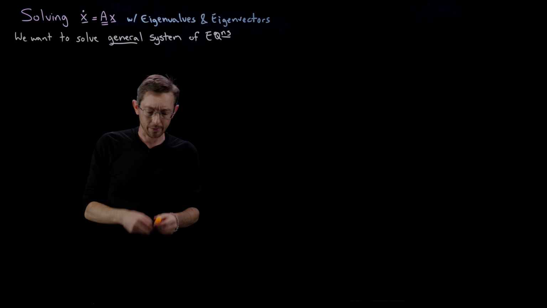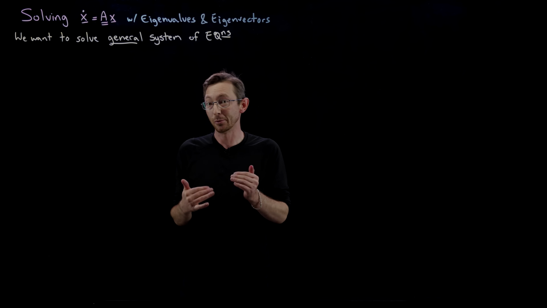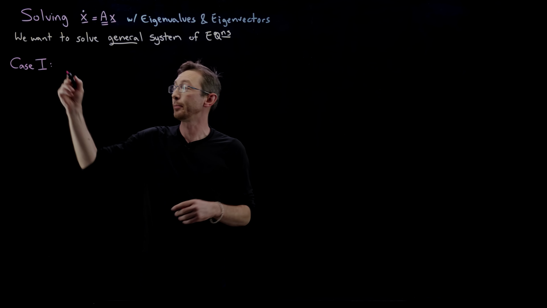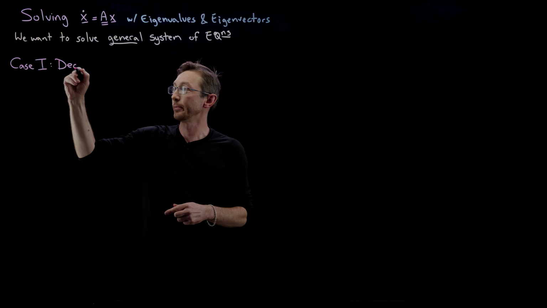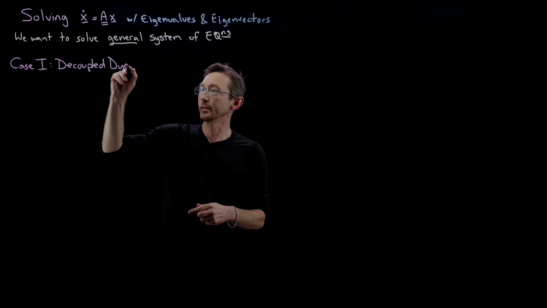And so what I'm going to do is start off with the simplest possible case where this A matrix is diagonal, meaning that the dynamics are decoupled. Okay? So case one is what we call decoupled dynamics. I'll tell you what that means.